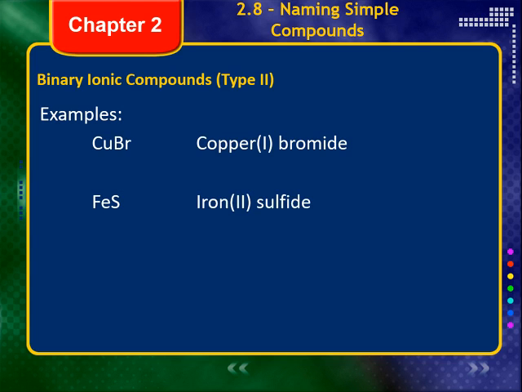We've got iron 2 sulfide. It tells me that this iron is a +2 charge. So since sulfide is always the -2, I just need one of them to balance out. And then we have lead 4 oxide. The type of lead has a +4 charge. That means I'm going to need 2 oxides in order to balance it out.